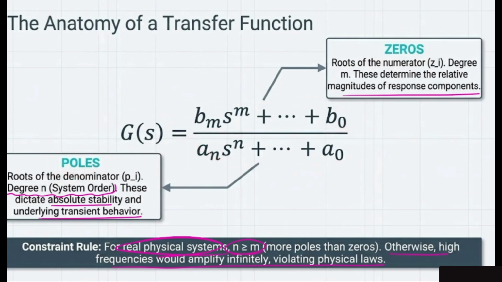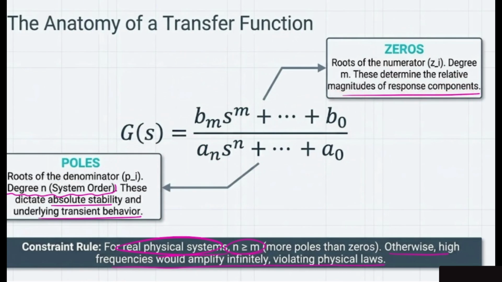But there are two more important things. As you can see, obviously, I don't have s to the power 0 or s to the power 1 all the time. I do have s to the power 3, s to the power 4, s to the power 5, or whatever number that you have. The biggest power that we do have, for instance, at zeros, is going to be the degree of our zeros, or the degree of the numerator itself. So these determine the relative magnitudes of response components together.